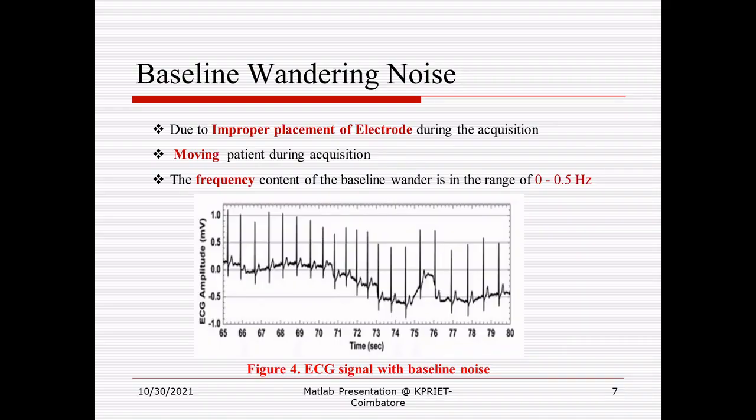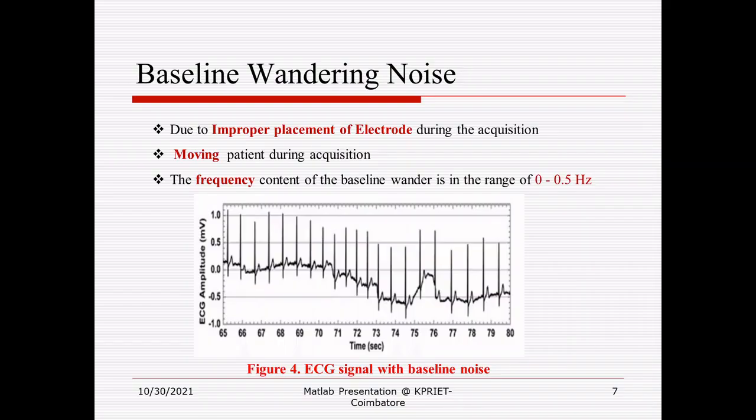This occurs in ECG signal acquisition due to improper placement of an electrode, and sometimes it occurs due to the movement of the patient during the acquisition. The frequency content of baseline wandering noise is about 0.5 to 0.6 Hz.